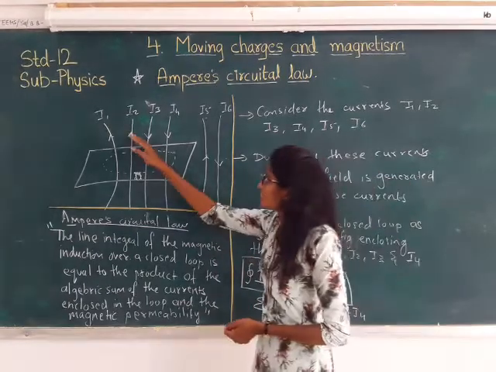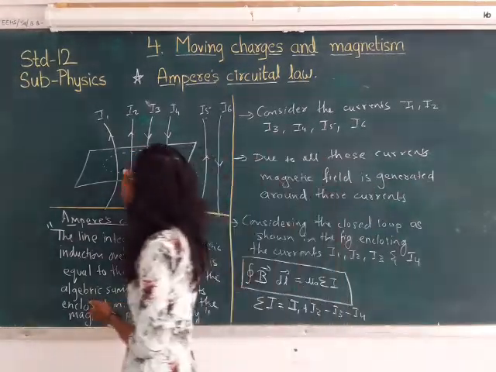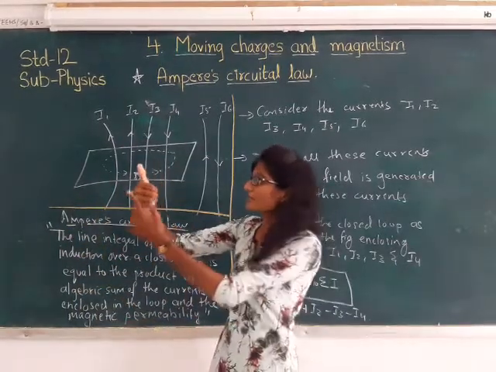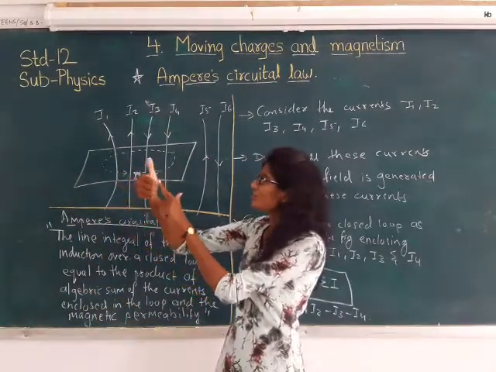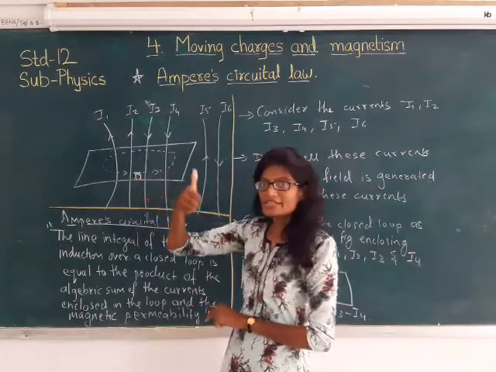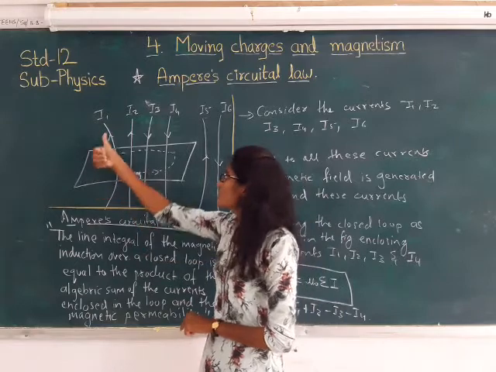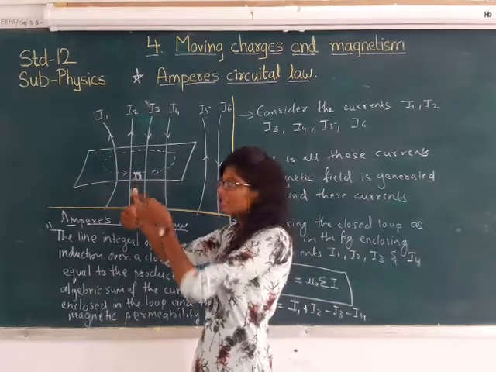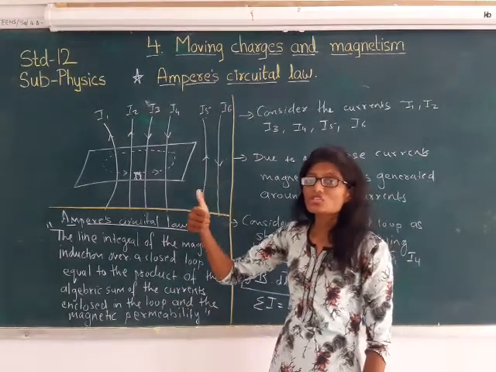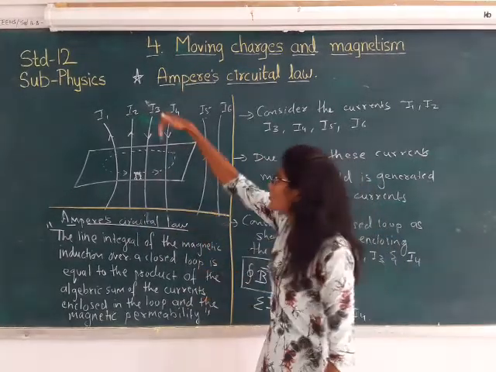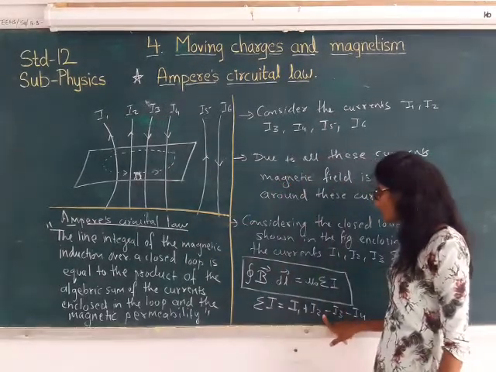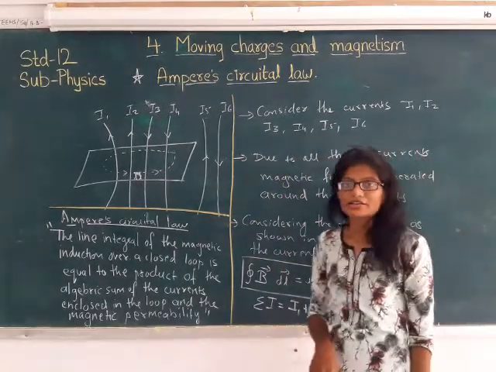We are going to consider these as positive because if we take these as the direction of the magnetic field, as already said, the magnetic field is in this direction, then current will be in the above direction, right? Using the right hand thumb rule, the direction that is pointing towards the thumb is taken to be positive, and the rest is taken as negative. So over here I1 and I2 are positive and I3 and I4 are negative.